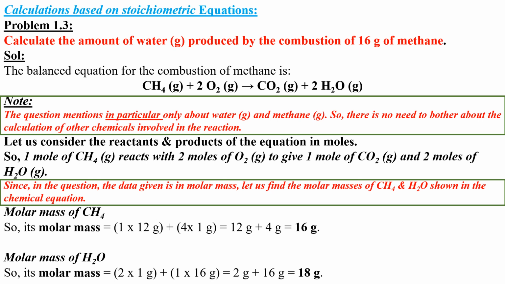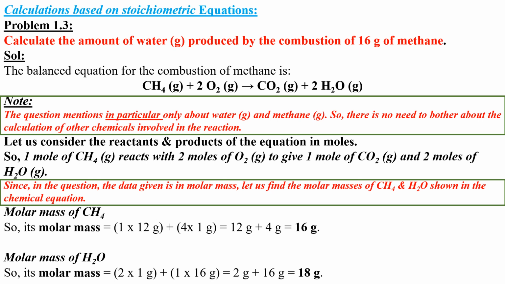Okay, now let us consider the reactants and products of the equation in moles. Okay, so 1 mole of methane reacts with 2 moles of oxygen to give 1 mole of carbon dioxide and 2 moles of water. Okay, now look at the question. Here you are given the numerical data related to methane. What is that? It is in grams. Okay, so what is that? It is the mass of methane in grams, molar mass of methane.